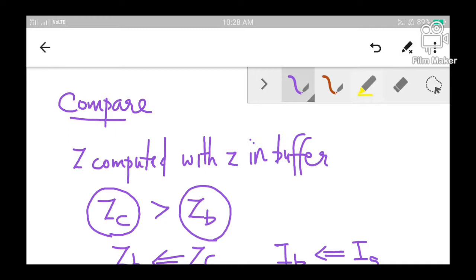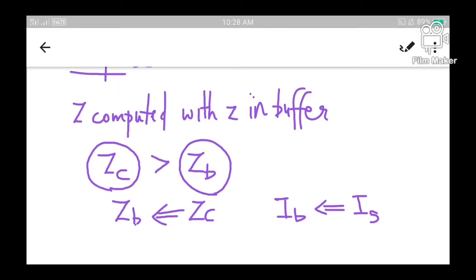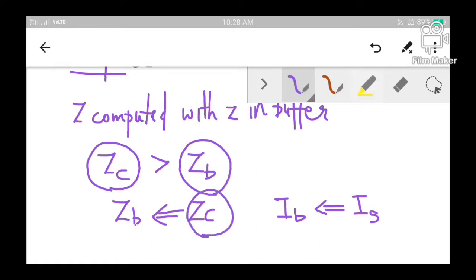If the computed value is greater than the value stored in the buffer, then what will we do? We will replace it in the buffer. That means the newly computed value will be copied into the buffer. I repeat, for each pixel, if the computed depth value is greater than the value stored in the buffer, then the newly computed value will be stored in the buffer.